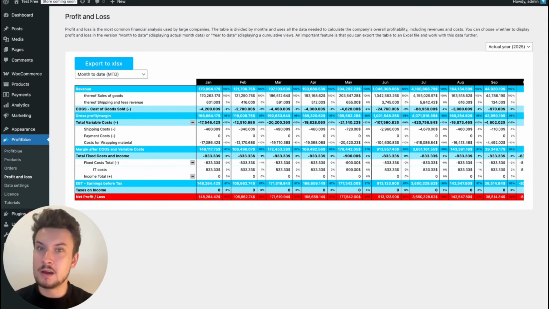Have you ever been in financial trouble on your WooCommerce store and you didn't know what to do and how to solve it for the future? I have an answer for it, and it's financial reporting.